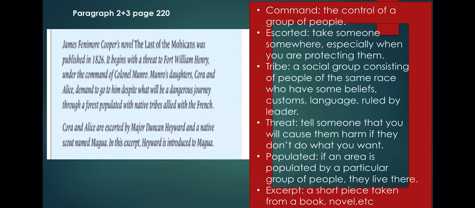They are native tribes, which is a social group of people of the same race. They have the same beliefs, customs, and language. They are ruled by a leader, and they are allied with the French. So he demands. He begins his novel with a threat to the Fort William Henry, so that his daughters are going to get through the forest, which is populated with a tribe allied with the French people. So they are going to get through an area which they consider their enemy, or are fighting against.